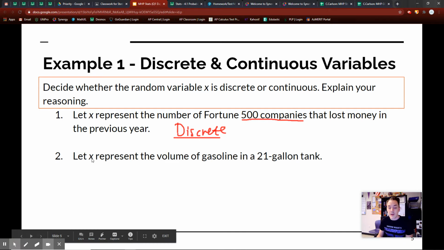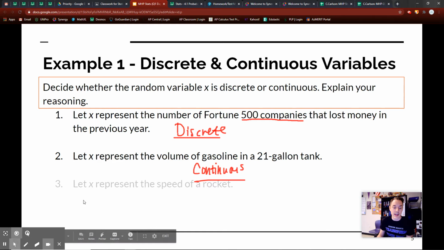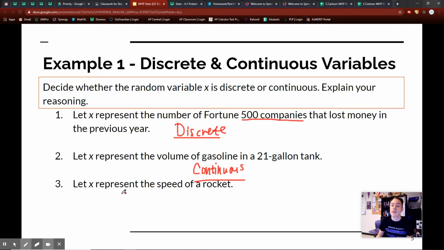Let X represent the volume of gasoline in a 21-gallon tank. Well, can you have exactly 21 gallons, or can you have maybe 21.578? Because you can have that, and that makes sense, this is what we call continuous pieces of data. What about the speed of a rocket? The speed of a rocket isn't just always going to be 100 miles per hour or 300 miles per hour or 310 or 576. It's probably going to be 576.897 or something, 576.12. So that means this is also continuous data.